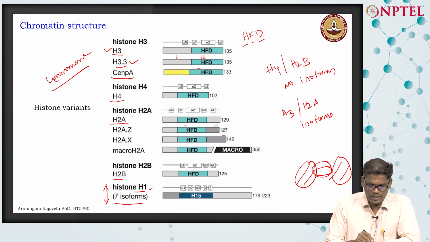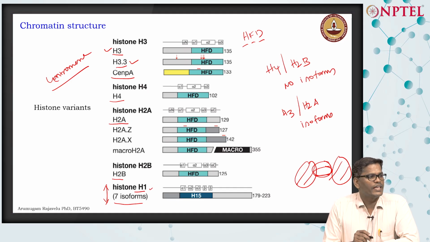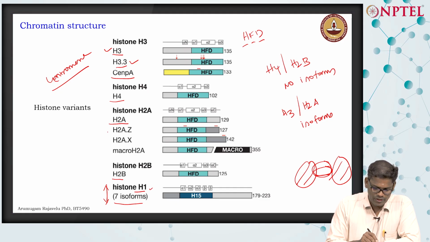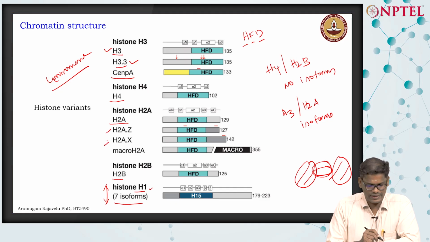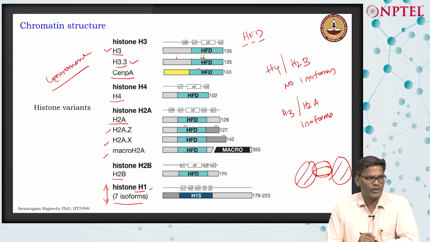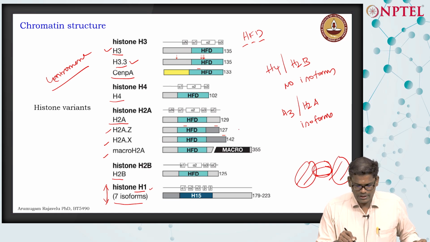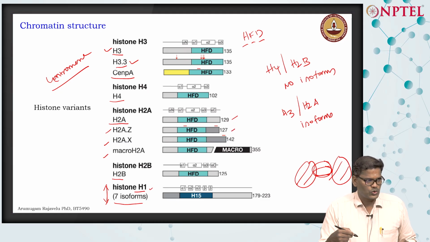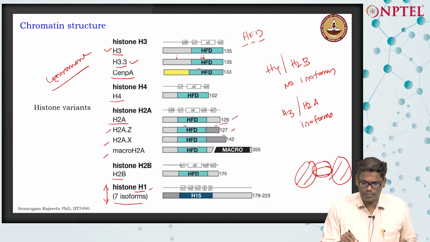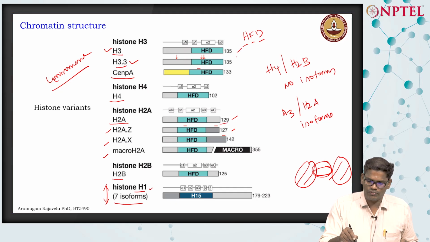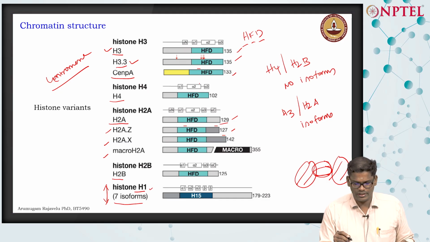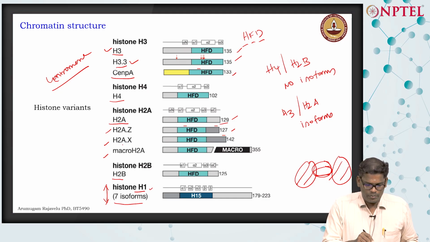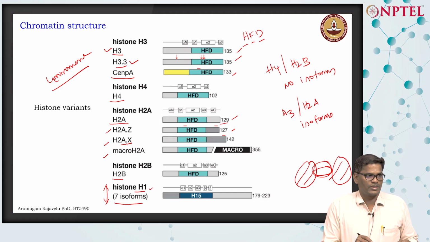Coming to the histone 2A variants, the important ones are H2A.Z and H2A.X, which I'll explain a little, and also macroH2A. If you look at H2A and H2A.Z, H2A.Z has 2 amino acids fewer: you can see the number of amino acids here is 135, and here 133. But H2A.X, a very important histone variant, has a few additional amino acids. I'll explain why it is so important.